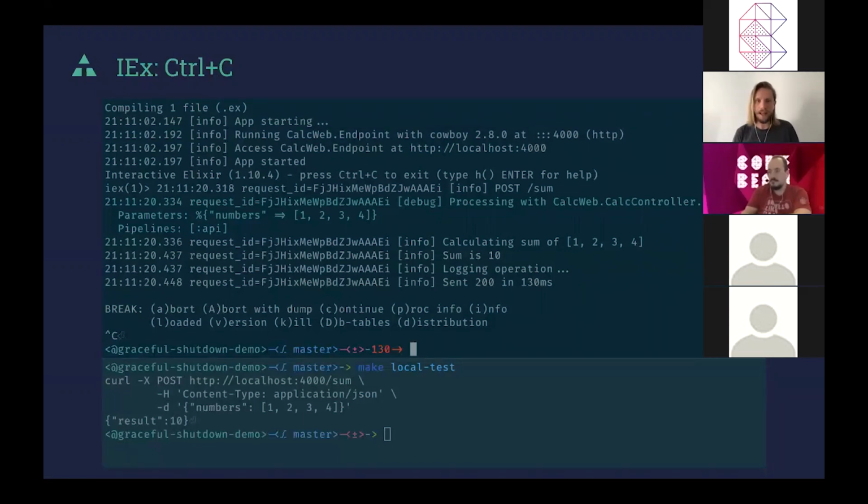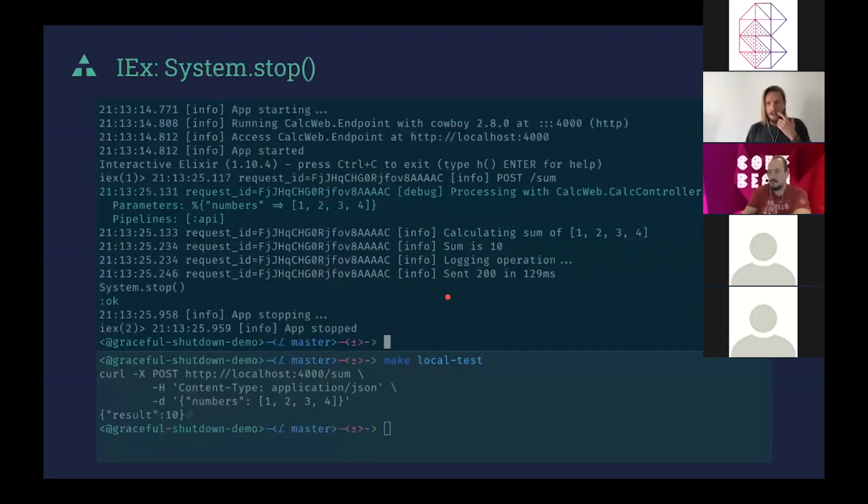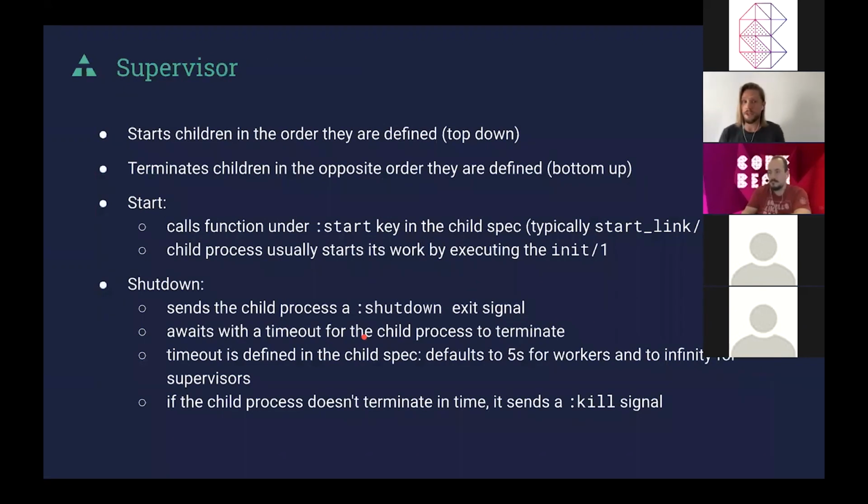Sorry, and we see that we don't really see the app stopping and app stopped, because when you do Control-C in IEx, it doesn't really do graceful shutdown. It's not stopping nicely, it basically kills the application. So to simulate it in IEx, you have to do System.stop. When you do System.stop, you will actually hit the app stopping and app stopped. So we have a local way to actually test this stuff. So now let's talk about supervisors.